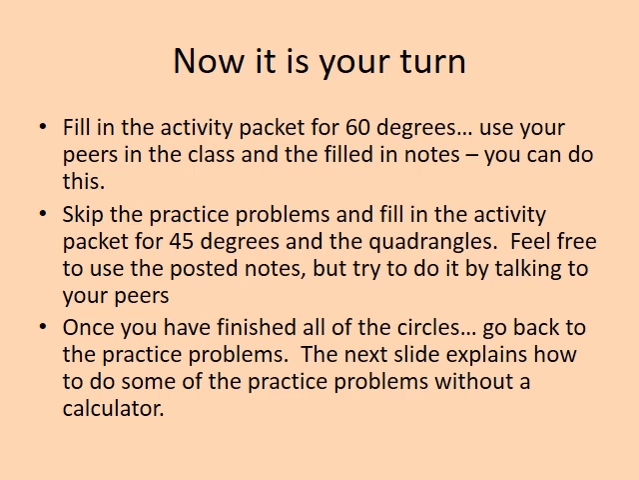The next slide explains how to do some of the practice problems without a calculator. Note, for 45 degrees, all the radian values will have a denominator of 4. So pi over 4 equals 45 degrees, and all of the denominators will be over 4. With 60 degrees, it's pi over 3, so all the denominators will be over 3. With 30 degrees, it was 6. You can use what you filled in for 30 degrees to do both 60 degrees and 45 degrees.